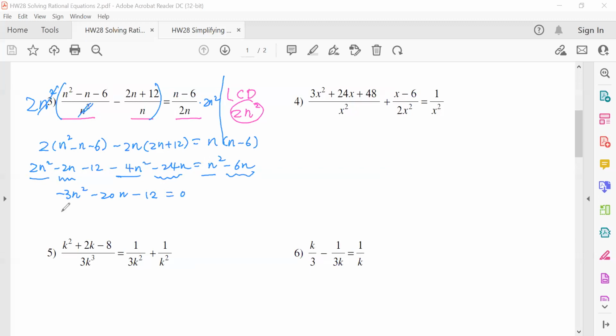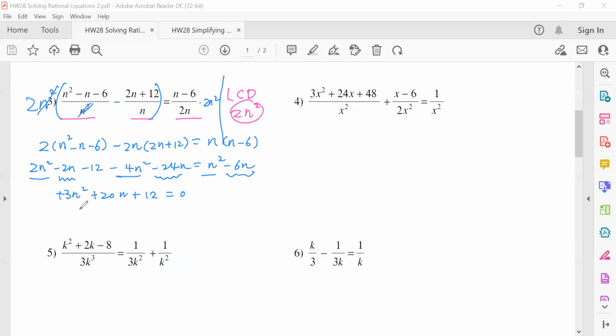Can we simplify further? Since they are both negative, we can make both sides positive, right? Both sides times negative 1. All right, so we can use the methods. How do we do this one, right?